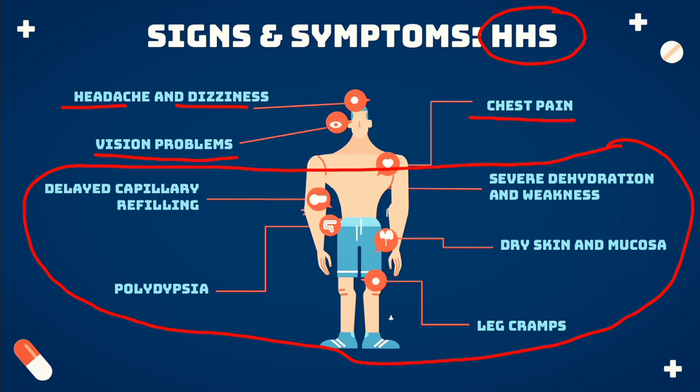Due to severe dehydration, the patient can have weakness. There will be delay in capillary refilling. Polydipsia will be present. Increased thirst will be present, and the patient will consume more water frequently. Because of this dehydration, skin will be dry and mucosa will also be dry, and leg cramps can also be present.